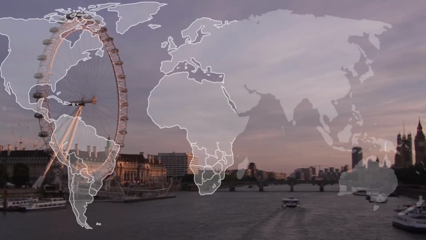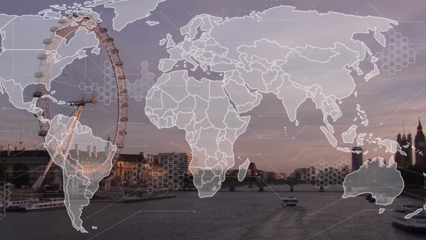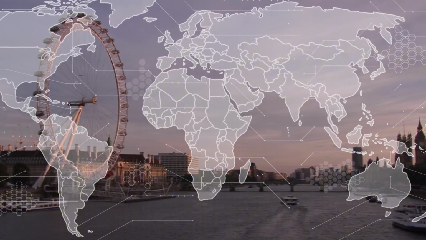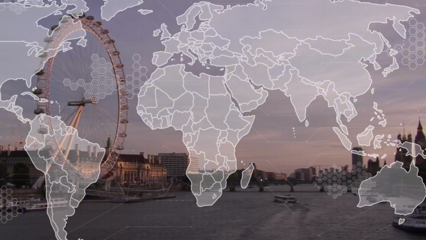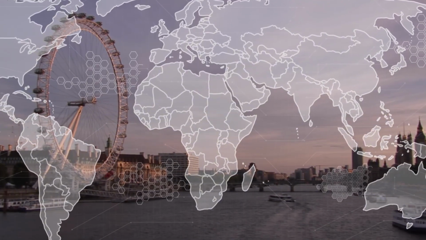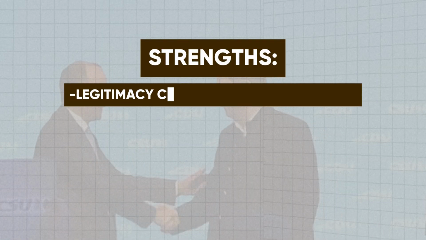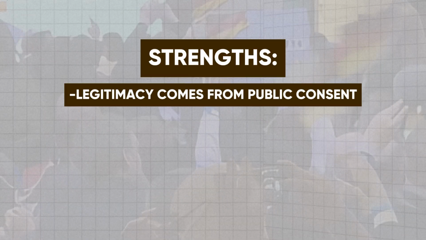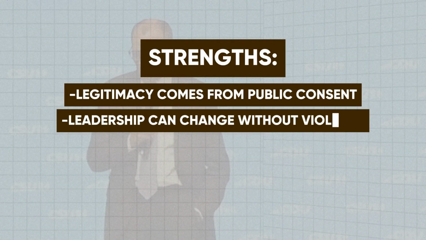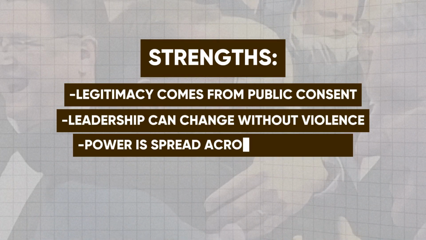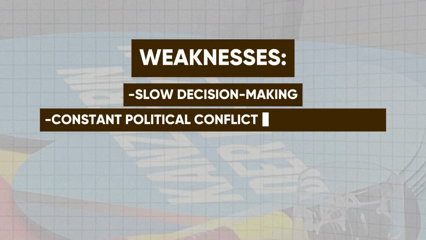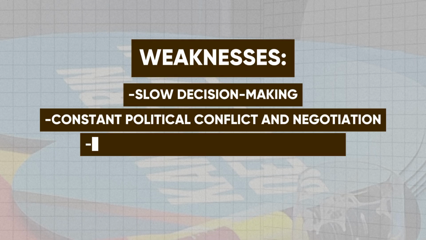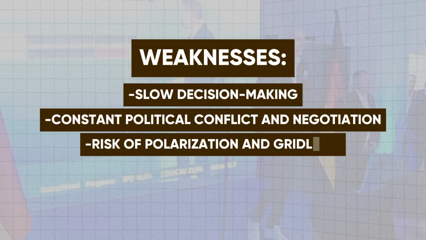This system evolved as countries grew larger and more complex. You simply can't run a modern nation through constant mass voting on every single decision. Strength. Legitimacy comes from public consent. Leadership can change without violence. Power is spread across institutions. Weaknesses. Slow decision-making. Constant political conflict and negotiation, risk of polarization and gridlock.